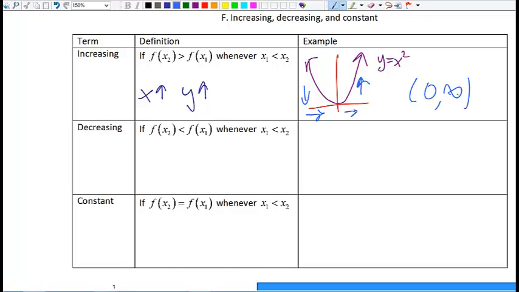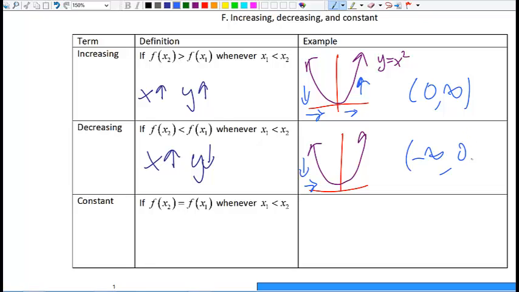Okay. And similarly, decreasing means as x gets larger, the y values themselves get smaller. So going back to this same picture that we talked about, as the x's get larger, the y values themselves get smaller. So in this graph, in the parent graph y equals x squared, it's decreasing from negative infinity up to 0.